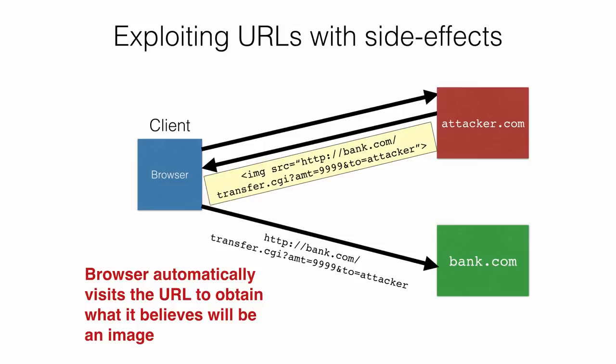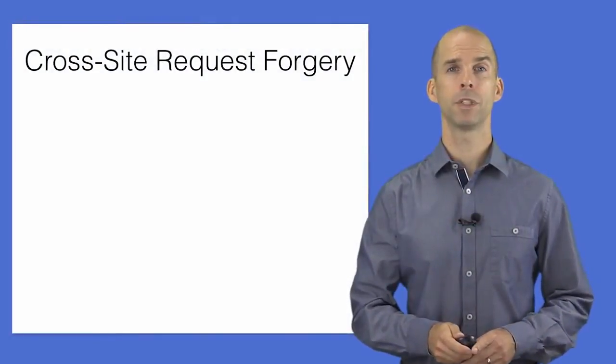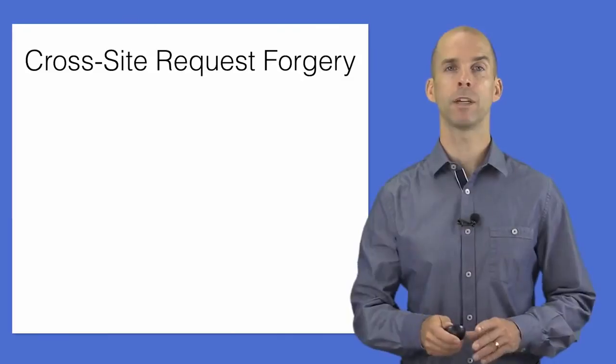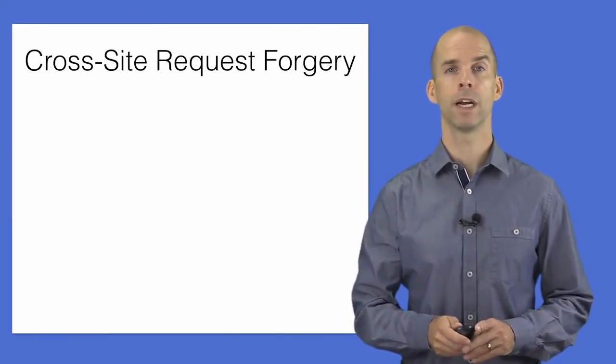Now normally, if the user was not logged into the banking website, bank.com would reject the request because the user was not authenticated. But if the user happened to be logged in at the same time as when visiting attacker.com, then this request will be accompanied by the session ID that includes the cookie that says that the user was authenticated. And as a result, bank.com will dutifully perform the request. This kind of misdirection attack is called a cross-site request forgery, or CSRF.